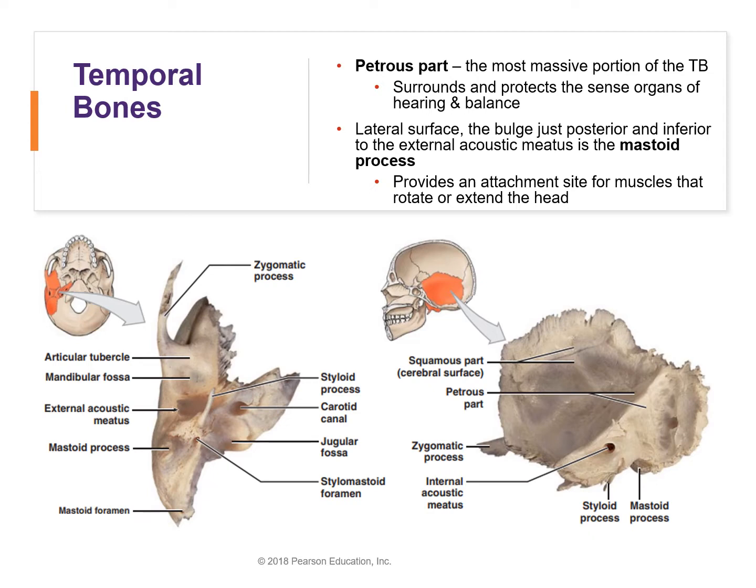So on the lateral surface, we're going to have a bulge just posterior and inferior to the external acoustic meatus. And that's going to be called the mastoid process. And you can kind of tap on that behind your ear, right? That bone that's going to be behind your ear. And it provides an attachment site for muscles that rotate or extend the head. Okay, and you can see the large portion of this temporal bone is going to be the petrous part. Okay, and it's going to be surrounding those sense organs for hearing and balance.